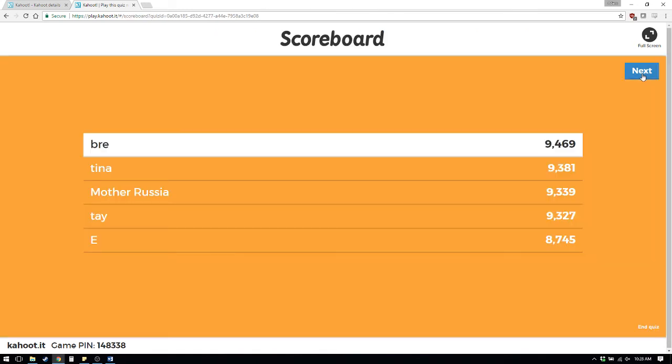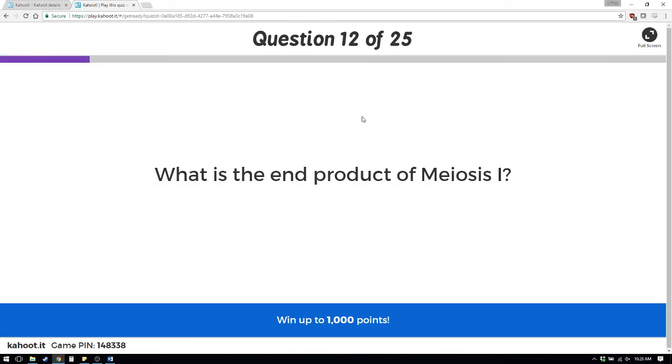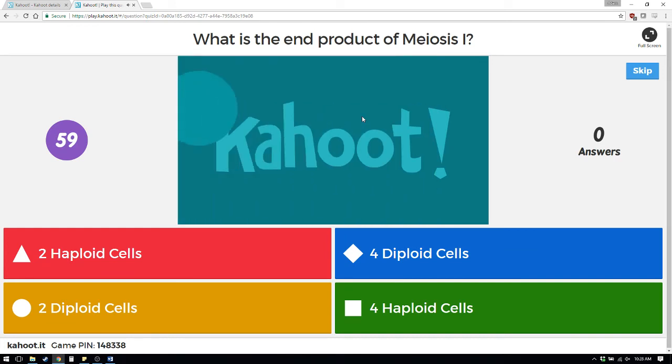All right, moving on. So pretty close, pretty close. All right, what is the end product of meiosis one? Two haploid cells, four diploid cells, two diploid cells, or four haploid cells? Got to read the questions. Number one rule of test taking, probably read the questions.